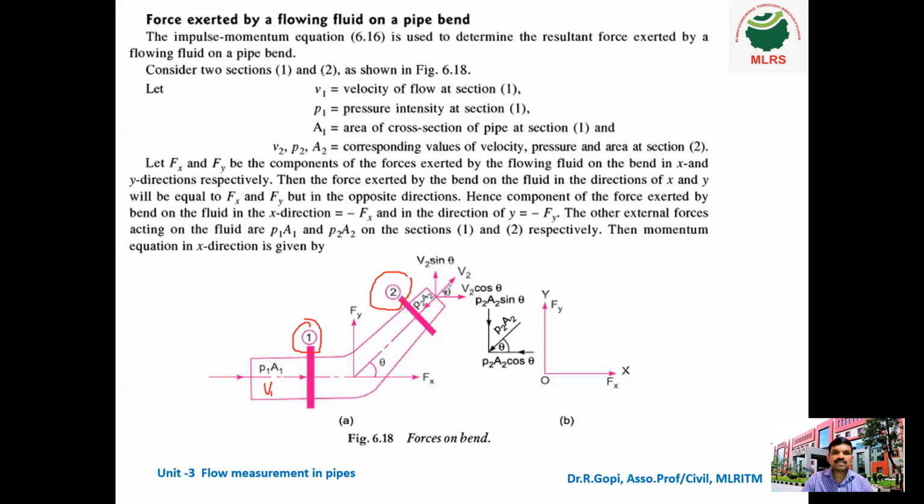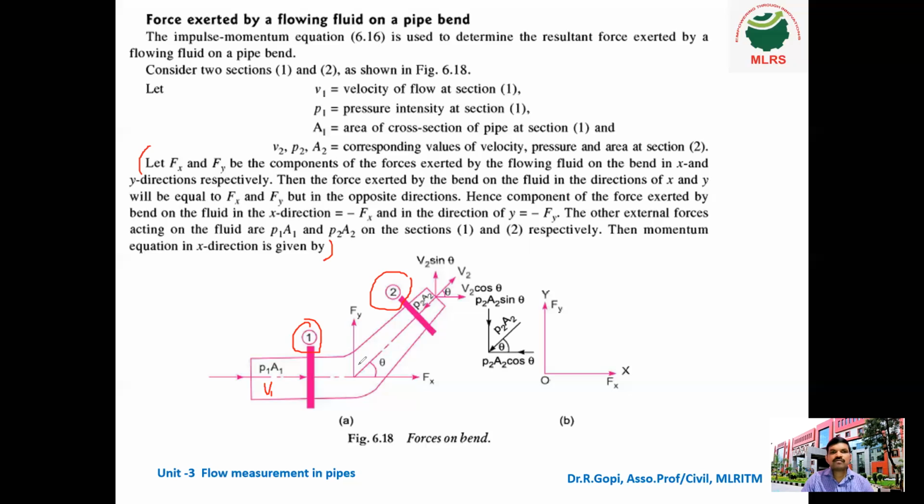V2 is the velocity parallel to the bend. Since it is inclined, there will be a horizontal component as well as a vertical component. Let Fx and Fy be the components of the forces exerted by the flowing fluid on the bend in the x and y directions respectively. Fx is horizontal and Fy is vertical. Then the forces exerted by the bend on the fluid in the x and y directions will be equal to Fx and Fy, but in the opposite direction.